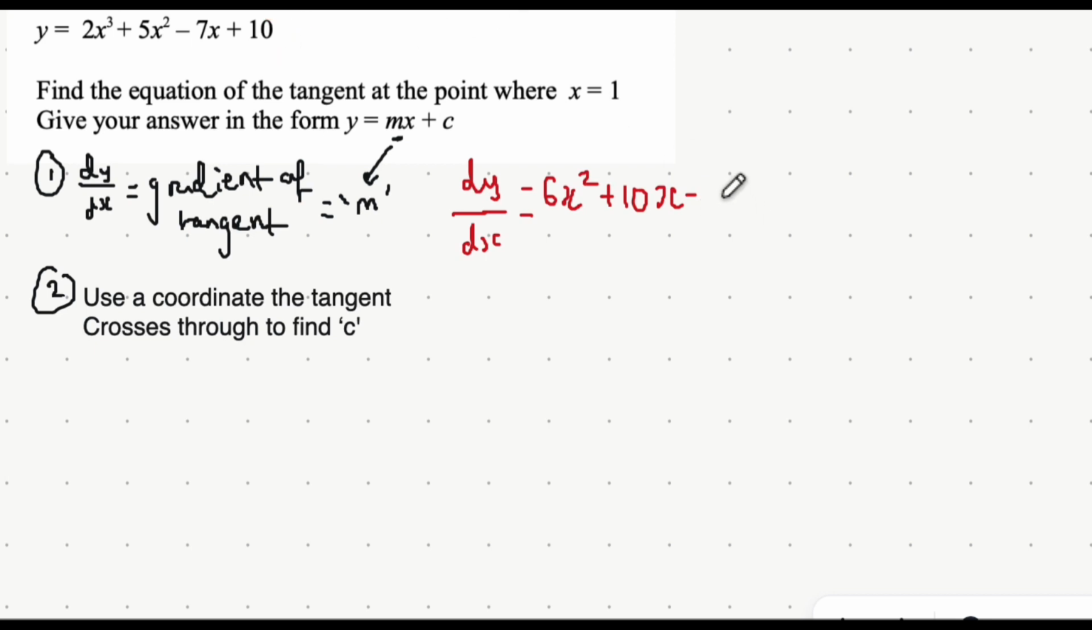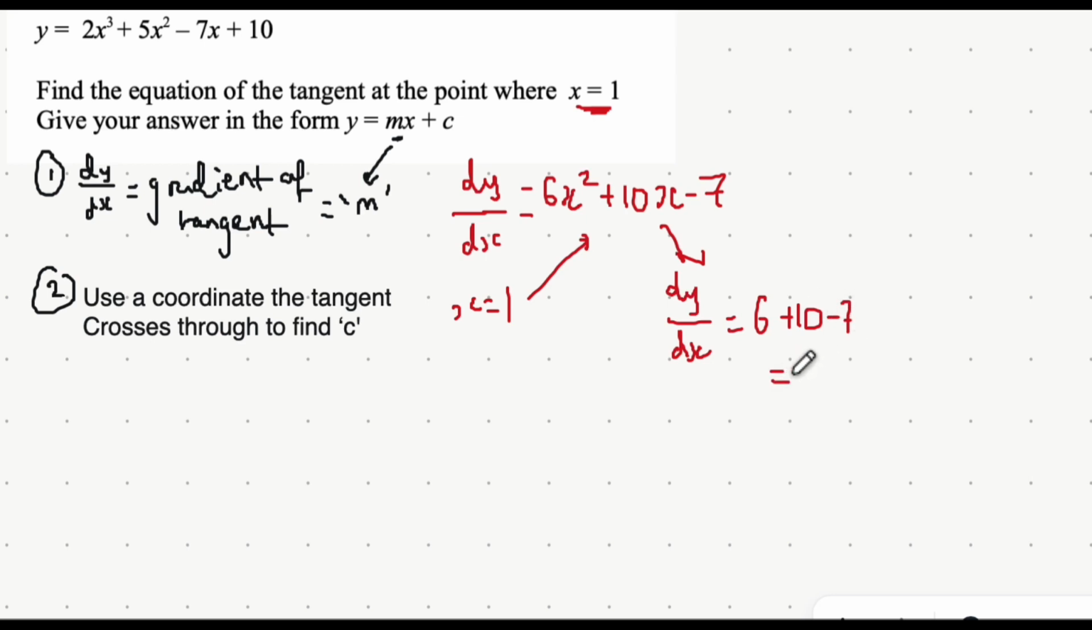Great. Now, this is an expression that gives the gradient of the tangent, but because we want the specific equation of the tangent when x equals 1, we can put x equals 1 into dy dx, and that will give you the gradient of the tangent to this curve when x is 1. So let's do that. So it's 6 multiplied by 1 squared, which is 6, plus 10. You can always just put this in a calculator if you have your calculator available to you. And that's equal to 9. That tells you that the tangent has a gradient of 9.